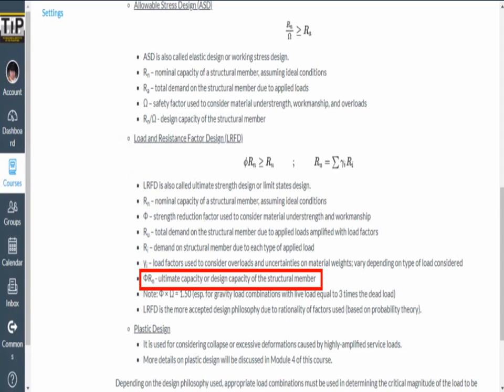So another note here. Do you have any questions?